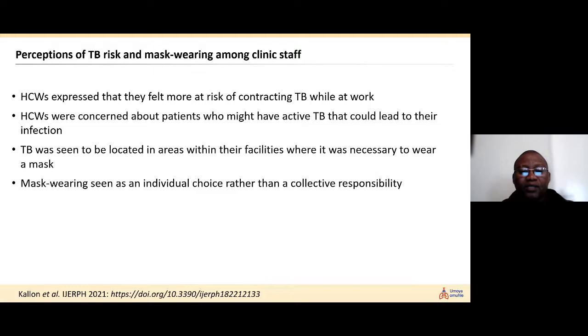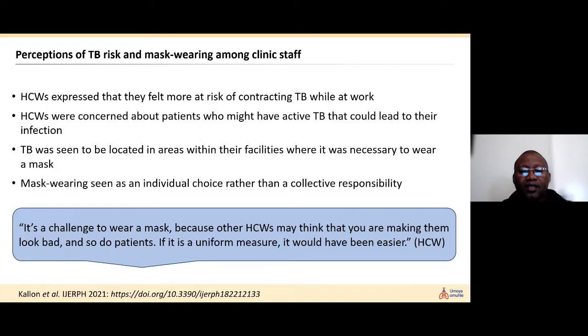And with mask wearing, we saw that it's not only an individual choice, but rather a collective responsibility. This is one of the interesting quotes that we have, where one healthcare worker was saying it's a challenge to wear a mask because other healthcare workers may think that you are making them look bad, and so do patients. If it is a uniform measure, it would have been easier.